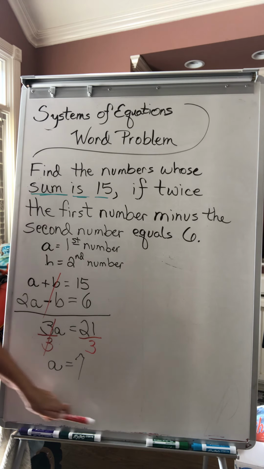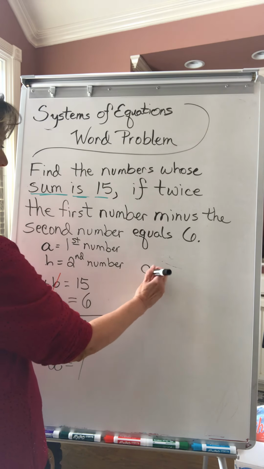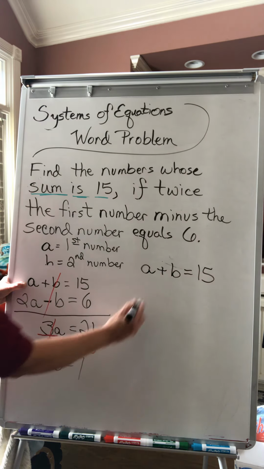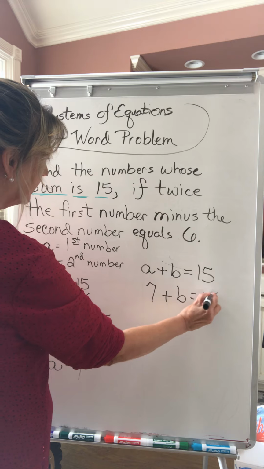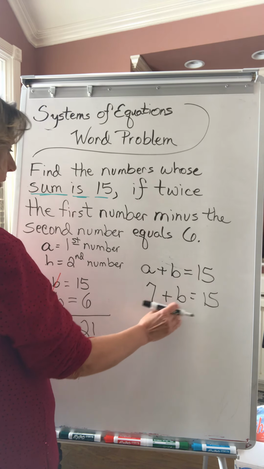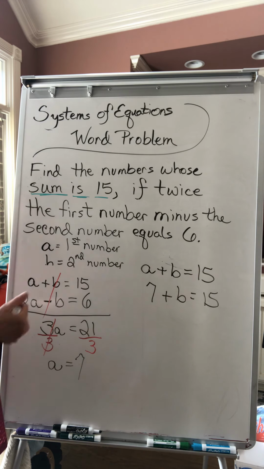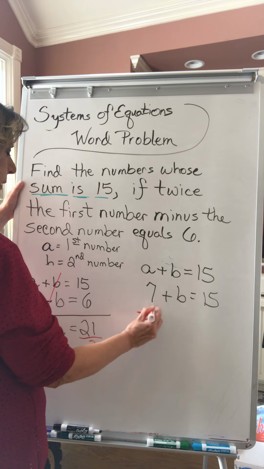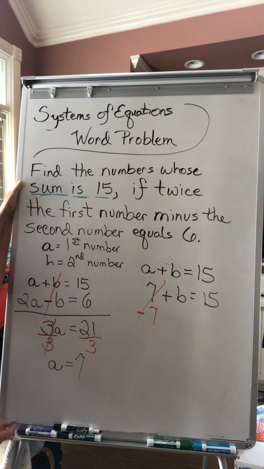So if I know what A is, I can find what B is. A plus B equals 15. Well, I know that A is 7. I don't know B, but I know that 7 plus B equals 15. So I just solve that as a normal, regular, one-step equation. To get rid of 7, do the opposite of what it is. It's a positive 7. If I take 7 away, I can make it go away.